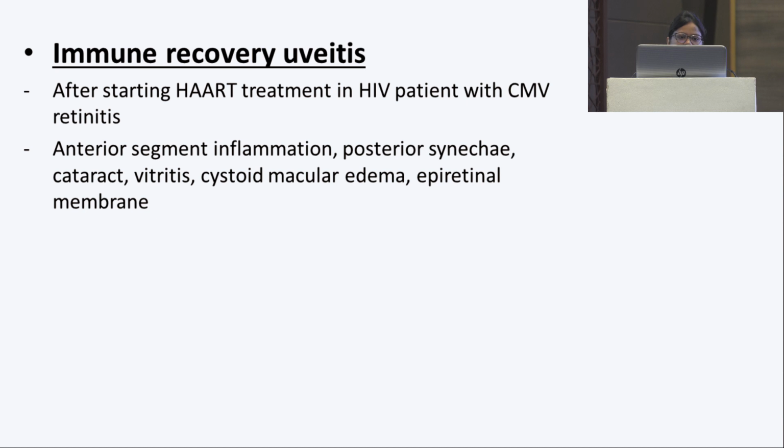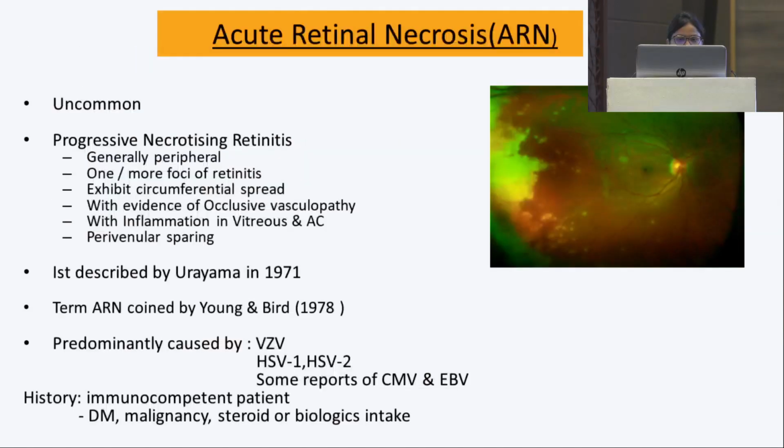Now, there is an entity called immune recovery syndrome, which is associated with HIV patients after starting HAART therapy, after which the patient's immune system recovers and there will be inflammation like anterior segment inflammation, posterior synechiae, cataract, vitritis. There can be macular edema and also epiretinal membrane. In such cases, we'll start topical steroid therapy.